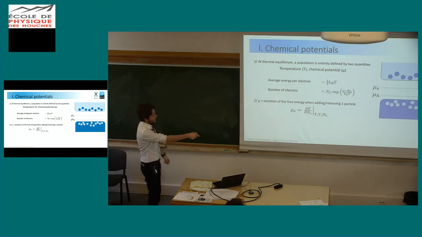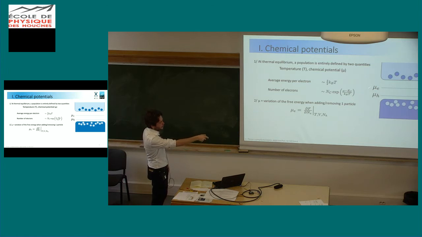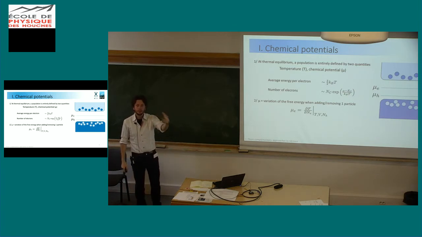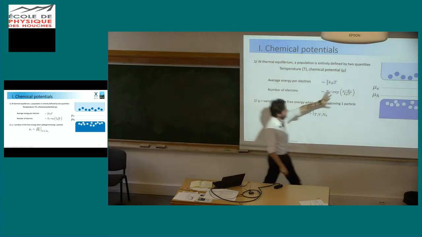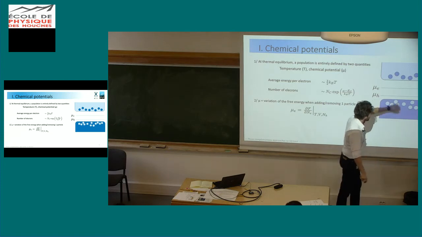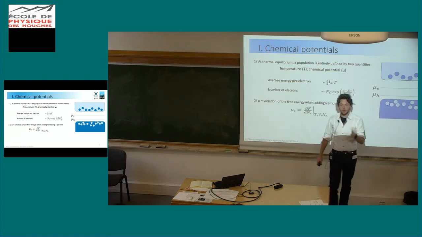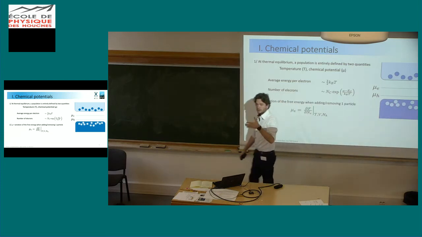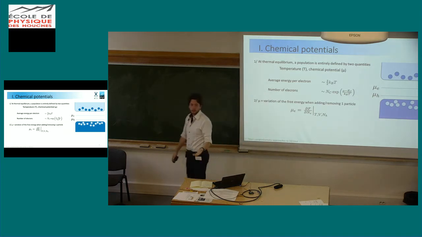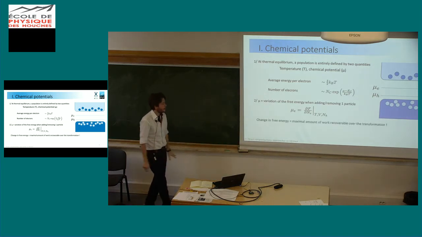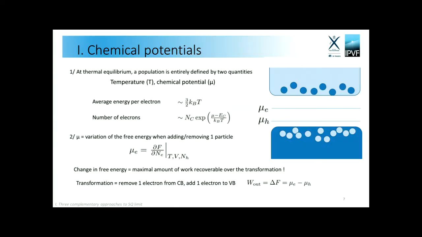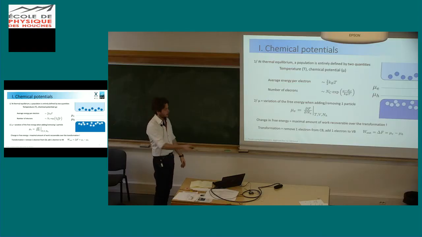So when you say that the chemical potential of electrons is this one, and you say that the chemical potential for holes is that one, what you're saying is that if you do the very simple transformation of taking one electron here and putting it back there, the maximum work you can get is the difference between the chemical potentials of these two populations. So what I'm saying here is that the maximum work I can get, which is at the end of the day the voltage, is nothing but the difference in chemical potentials.